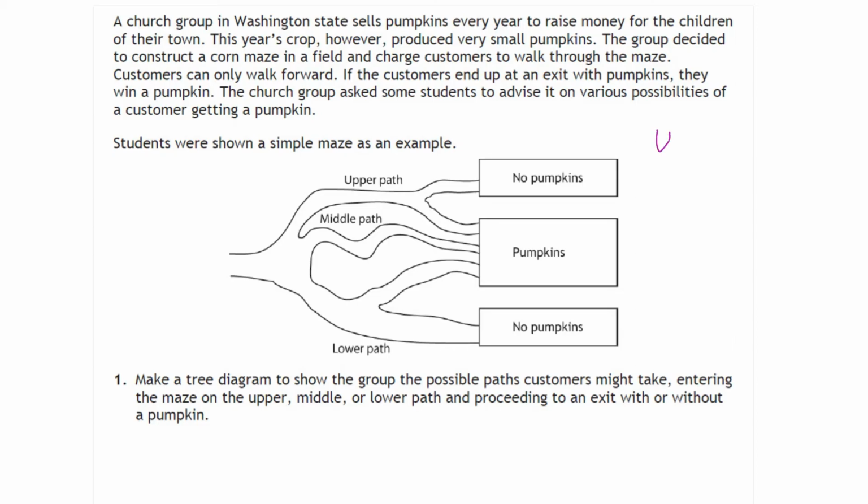We've got the upper path, we've got the middle path, and we've got the lower path. Now, from the upper path, it branches off to no pumpkins or pumpkins. If they go down the middle path, it only goes to pumpkins. The lower path has a branch that goes from no pumpkins to pumpkins. So this would be a good example of a tree diagram.